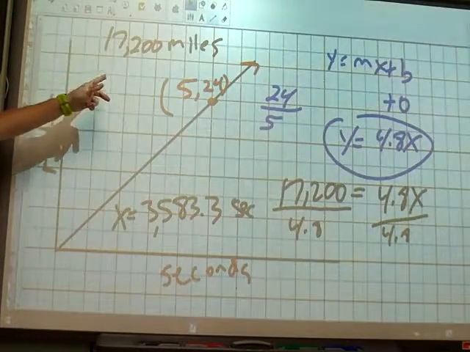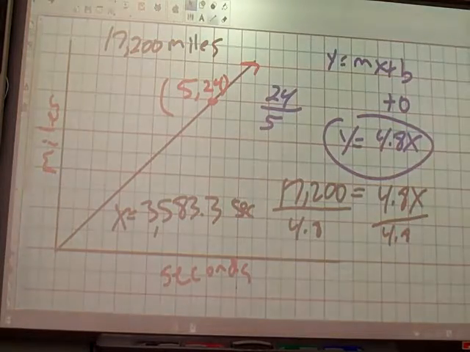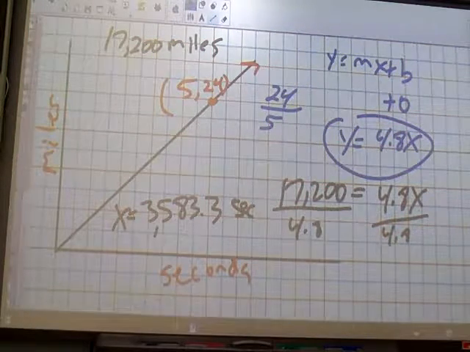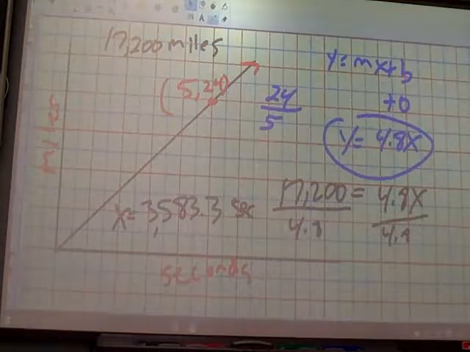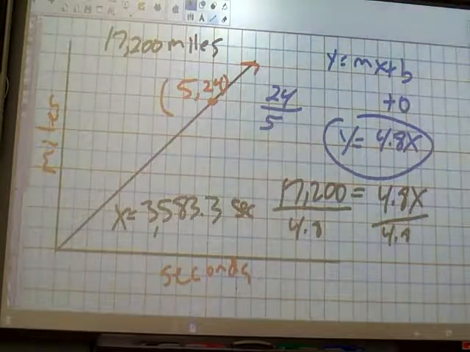This thing's going 17,200 miles in the same amount of time we're going 45-ish. Pretty fast. Fast rocket. Asteroid. Better cover your head if you see it coming. Asteroid. There it is.